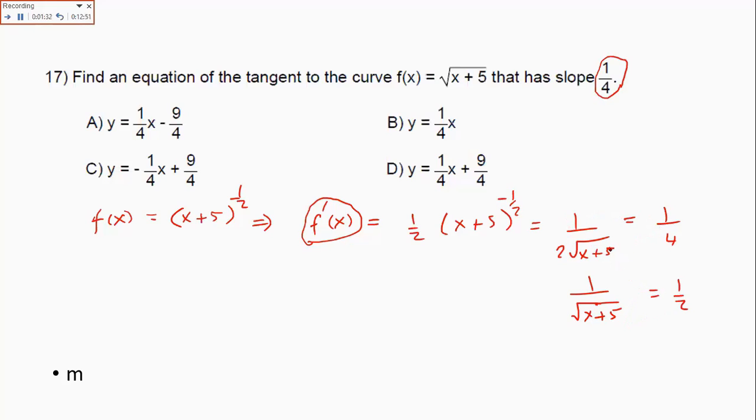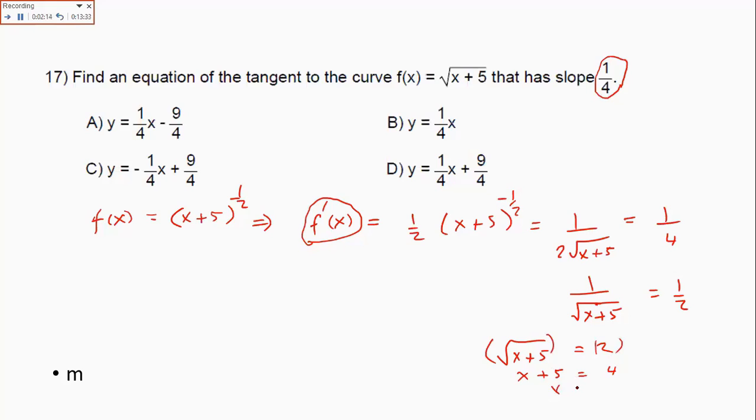Multiply by 2 both sides. Okay, now for the square root of x plus 5 to be equal to 2, that means what? Square both sides. If you square this side, you'll get x plus 5. You square this side, you'll get 4, right?